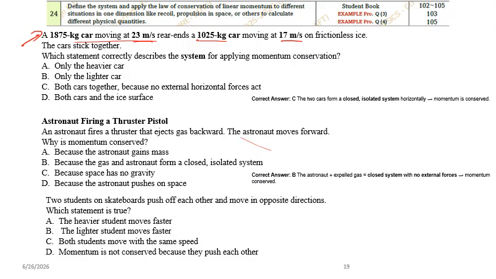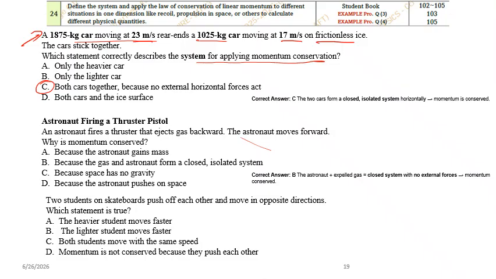Now, which statement correctly describes the system for applying the momentum conservation? We are talking about the conservation of momentum. Only a heavier car, only a lighter car, or both cars together, because no external horizontal force is acting on both cars and the ice surface. So which one would it be? It will be C. There is no external force happening over here. It is frictionless, so obviously both cars together, no external forces are acting on it.